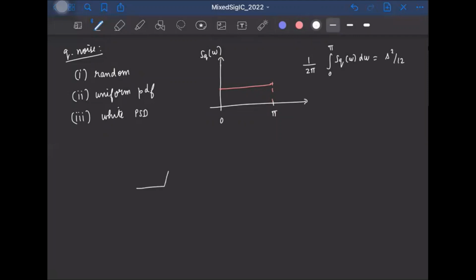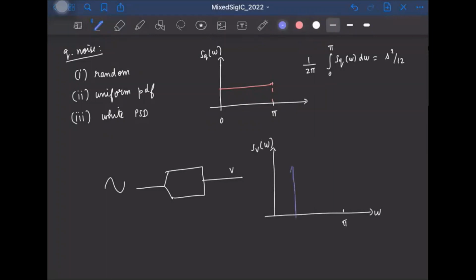So for the ADC, we give a sinusoidal input and we take the power spectral density of the ADC output. So what we'll have is the following. So let's say this is pi. This is the power spectral density of the output. What we'll have is an impulse corresponding to the input sinusoidal frequency. And for the quantization noise, we'll have a flat spectrum like this.